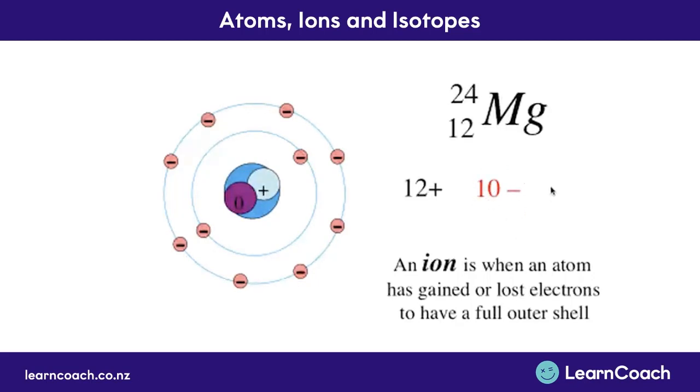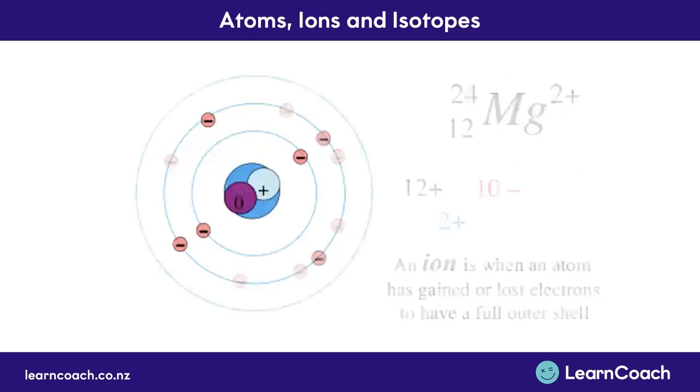These 10 negative electrons will cancel out with 10 positive protons. However, we've still got 2 positives left over. This means that magnesium, once it's lost these 2, will have a charge of 2+, because the 10 doesn't balance out with the 12 anymore. This is called the magnesium ion, because it's lost electrons.